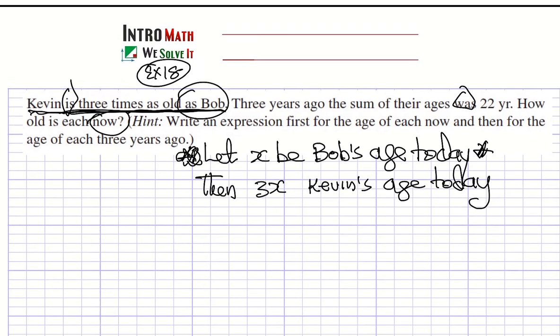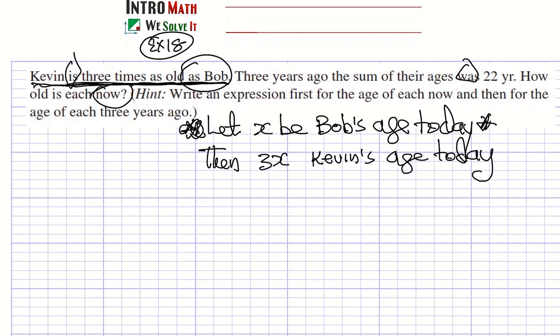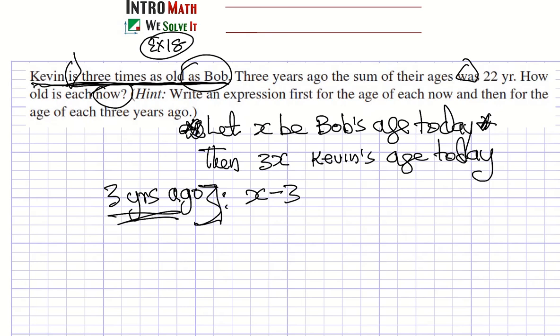And then in that sense, 3 years ago, the sum of their ages was that. 3 years ago, what was Bob's age? Bob's age will be x minus 3. 3 years ago, you see that? You gotta subtract that from Bob's age. The same thing with Kevin.